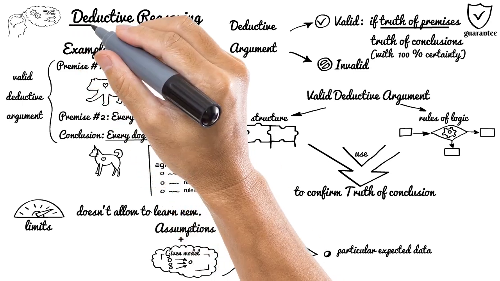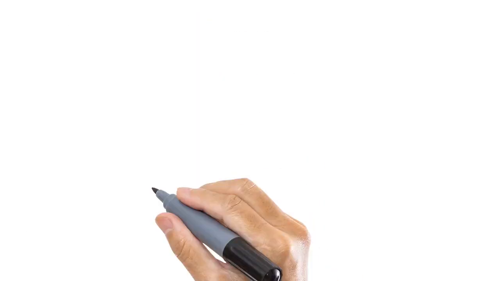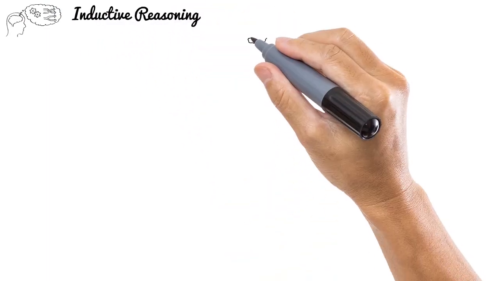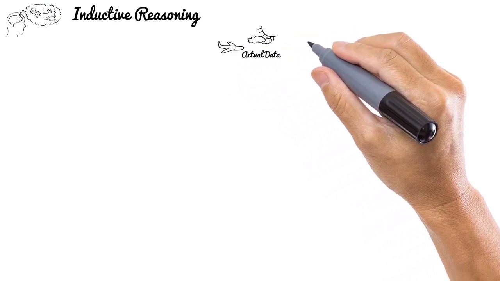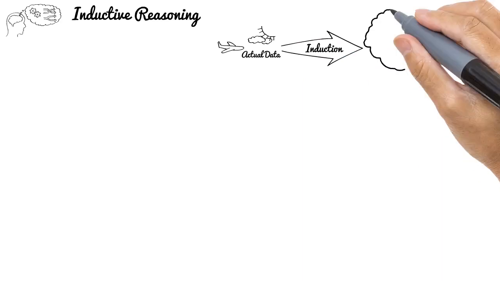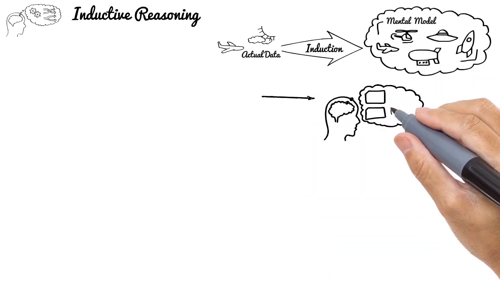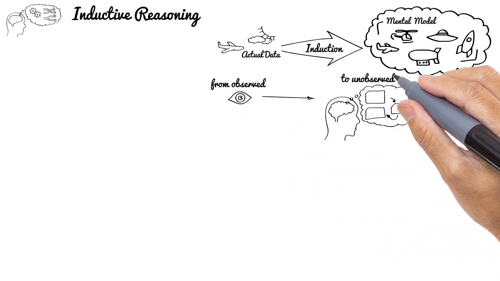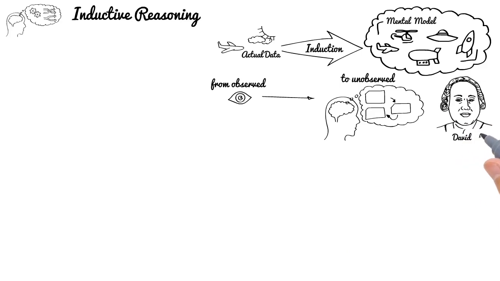That was about deductive logic as a scientific method. Let's move further. Inductive reasoning pursues answers to different kinds of questions, compared with deductive reasoning. The direction of inductive reasoning is from actual data to a mental model. In other words, inductive reasoning is an activity of the mind that takes us from the observed to the unobserved, as per David Hume, who lived in the 18th century.